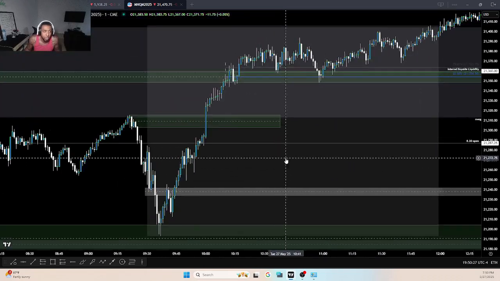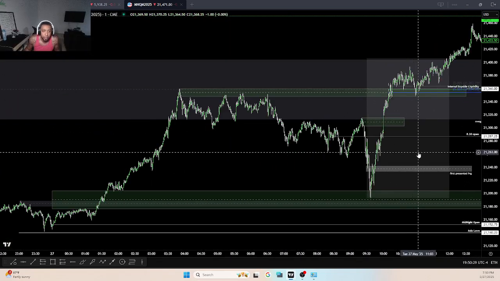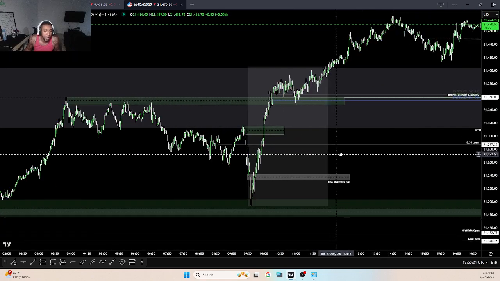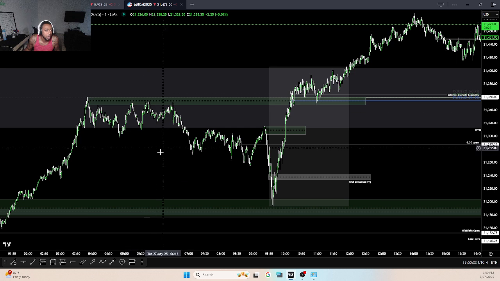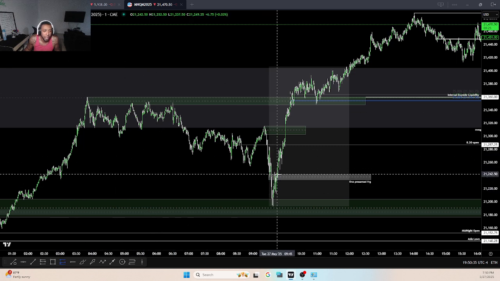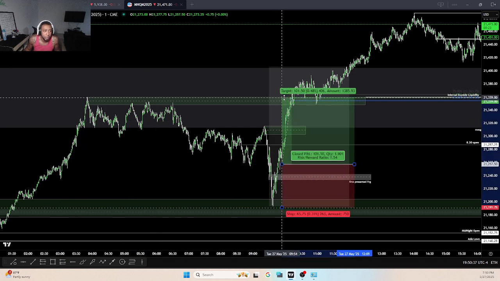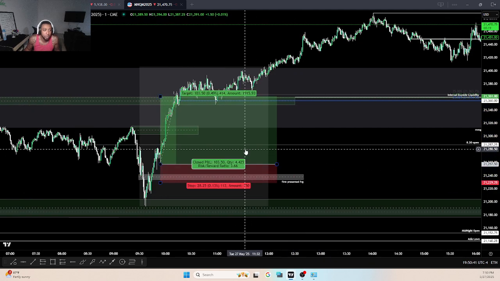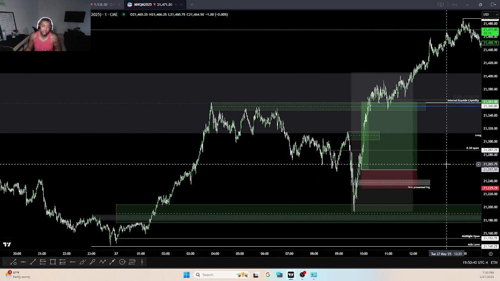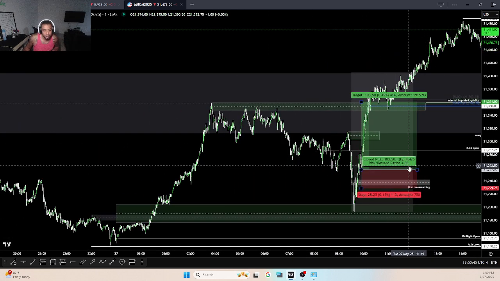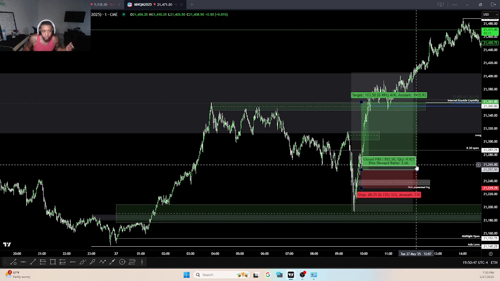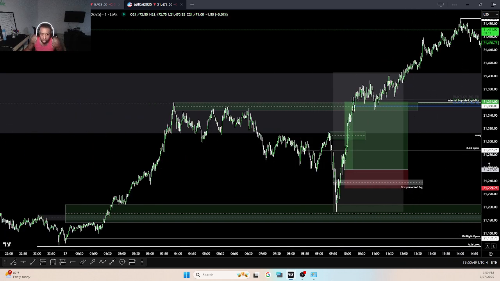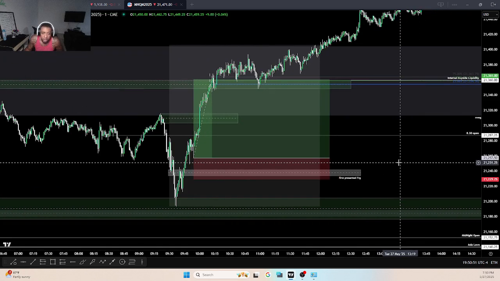We have a great risk to reward. I got in right here. TP was right here. So you see how I caught 100 points and I was risking about 28 points. So this is a great risk to reward, about a 3.6 R trade, all the confluences, all of the reasoning why.